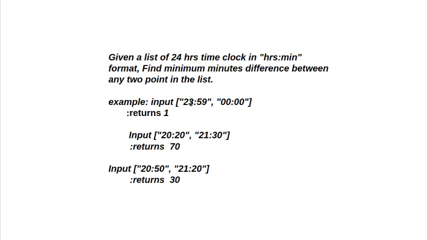So we have an input 23:59. So it's like 11:59 p.m. and we need to find the difference in minutes. So that's 1 minute when it hits midnight. And in this case, we have 8:20 and the end time is 9:30. So the time difference would be 70 minutes. Similar case here, the starting time is 8:50, the end time is 9:20. So the difference would be 30 minutes. So we need to calculate the time difference. This is slightly easier, but there's another one which would be a little bit more complicated than this. We will do that later.